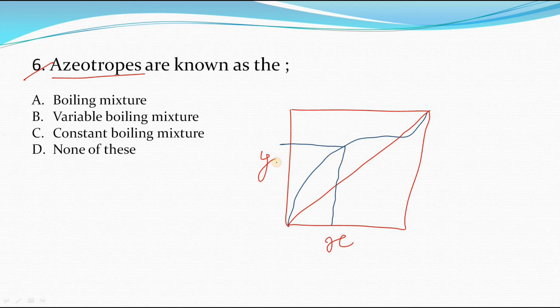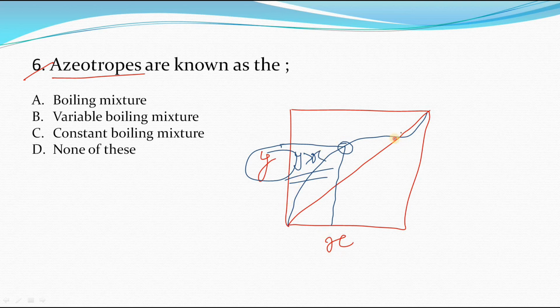so here is the composition. At this point, the composition of y is higher than x, and it should be desirable for us, because we have to extract or separate the more volatile component from the less volatile component, or from the mixture.